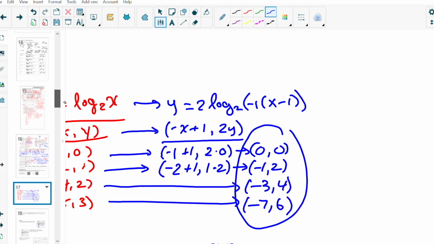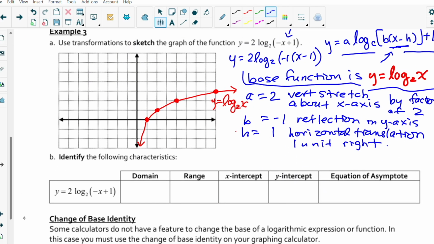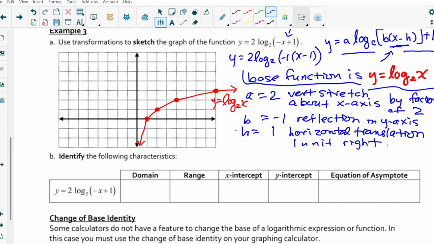So this is, I think, the better way, because it's going to be super hard. I mean, it's harder to do it on the graph. You can certainly do it. I'm not saying it's impossible, but I feel this way is a bit easier. So 0, 0, -1, 2, -3, 4, and -7, 6.